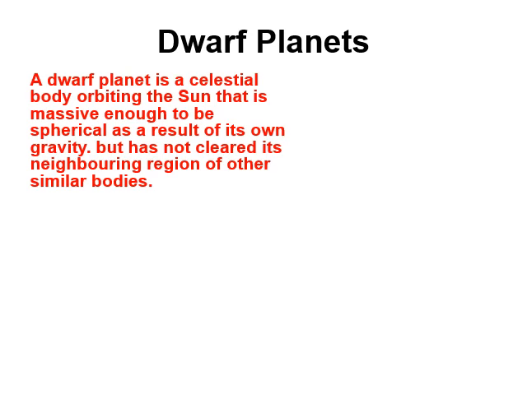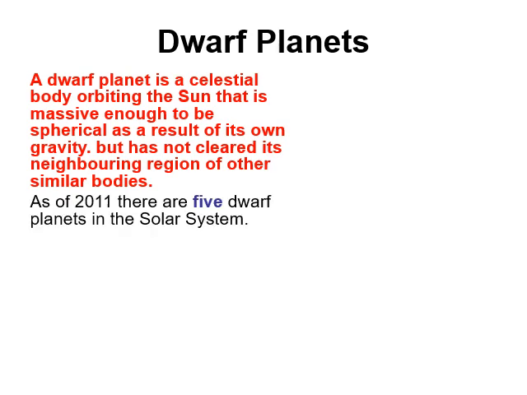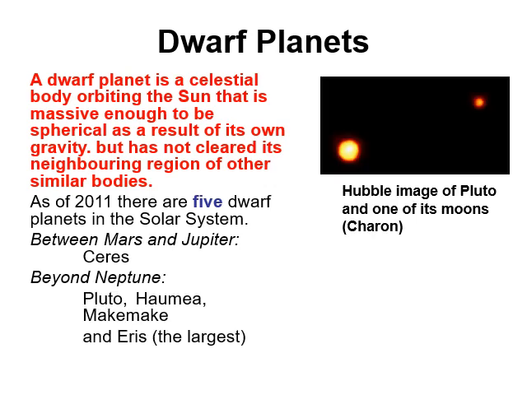There are also dwarf planets. Okay, so a dwarf planet is a celestial body orbiting the Sun that is massive enough to be spherical as a result of its own gravity, but it's not cleared its neighboring region of other small bodies. And in our solar system, there are 5 dwarf planets. Okay, between Mars and Jupiter, there is Ceres, and beyond Neptune, there is Pluto, which used to be defined as a planet. Haumea, Makemake, and Eris, which is the largest.